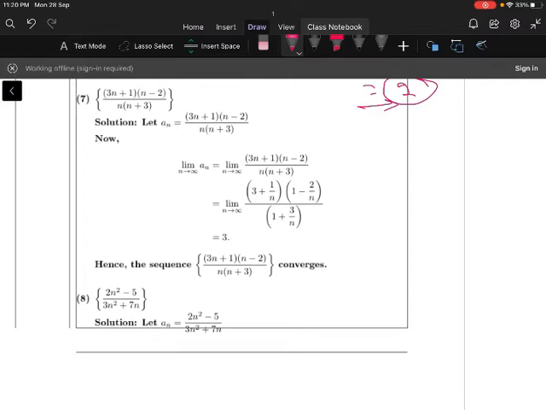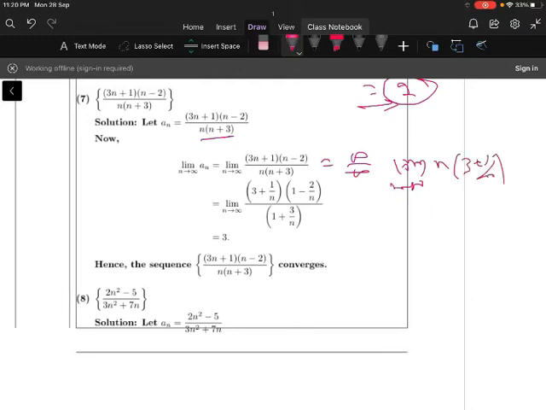Let us take the next problem. Let us find the limit point of this sequence and whether it converges or not. Let us check it out. We take a_n = (3n + 1)/(n - 2) divided by n(n + 3). Now let us apply the limit as n tends to infinity, that becomes infinity by infinity. So take n outside the numerator from both the terms.